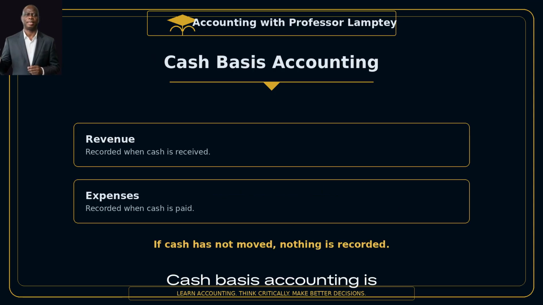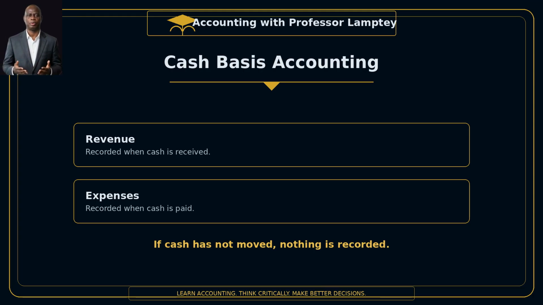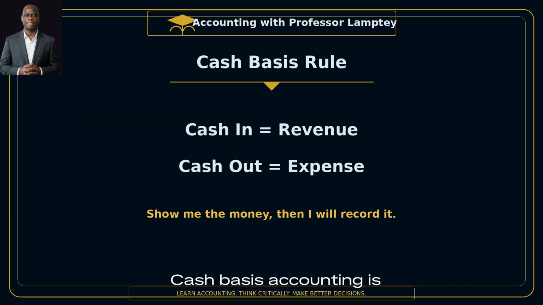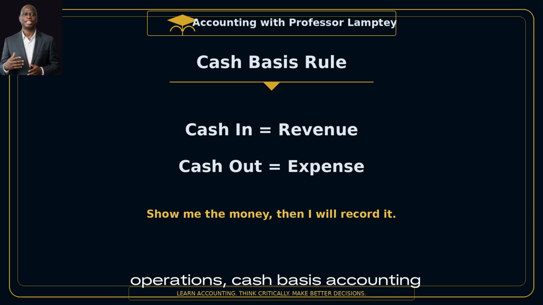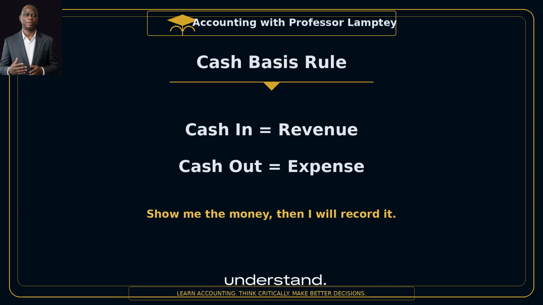Cash basis accounting is the simpler method. Under the cash basis, revenue is recorded when cash is received. Expenses are recorded when cash is paid. That is it. If cash comes in, record revenue. If cash goes out, record expense. Cash basis accounting is like saying, "Show me the money, then I will record it." For small businesses, personal finances, or very simple operations, cash basis accounting may feel easy to understand.